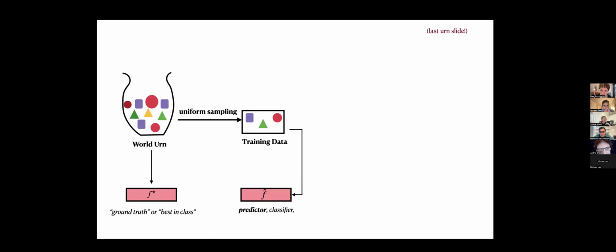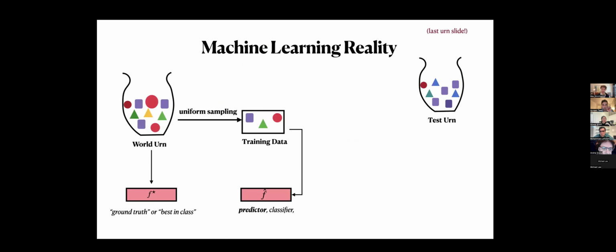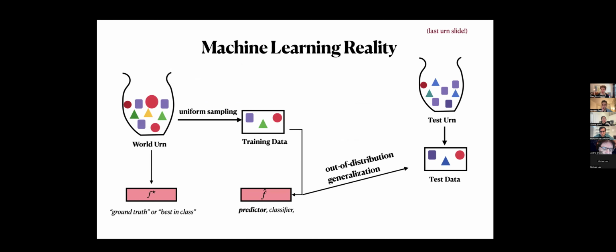But of course, we know that this isn't really how things work. In reality, the thing that we end up deploying our model on looks quite different. Even if we subsample from this, we need to reason about how our predictor trained on training data extrapolates or generalizes out of distribution to data sampled from our testing cases, right? So this is the more common paradigm that ends up happening.